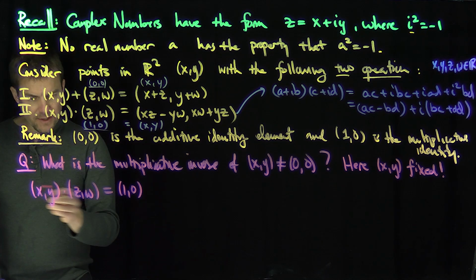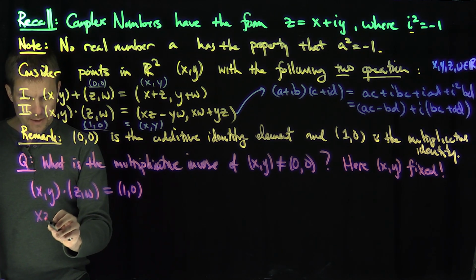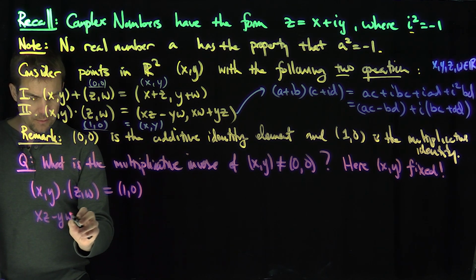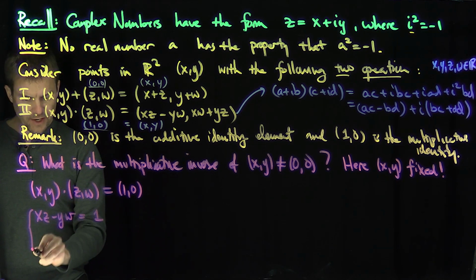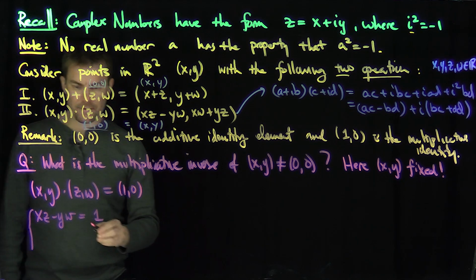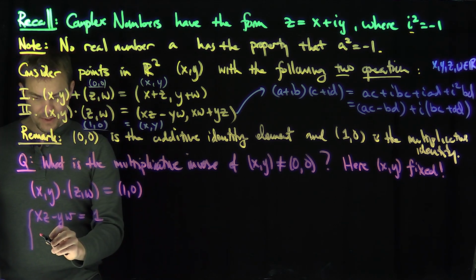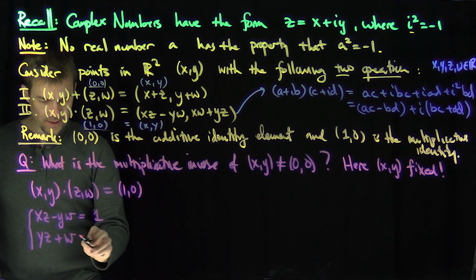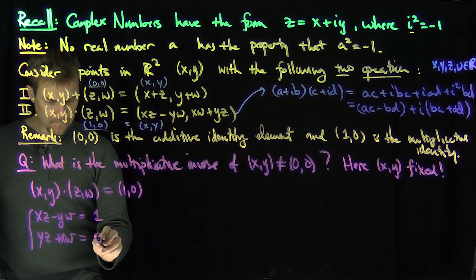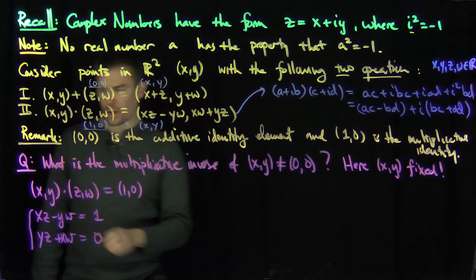All right, and so if that's the case, what do we have over here? We're going to have x times z minus y times w is equal to 1. That's the first entry. The second equation we're going to have over here is y times z plus x times w is equal to 0. Beautiful. That's two equations, two unknowns.